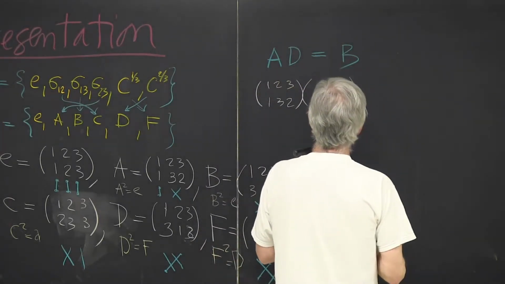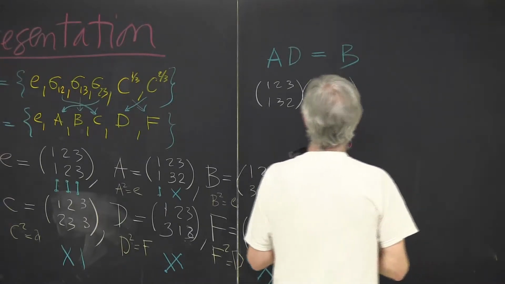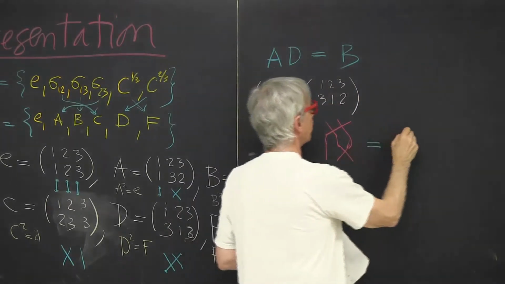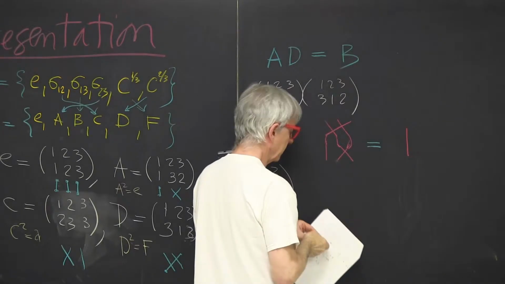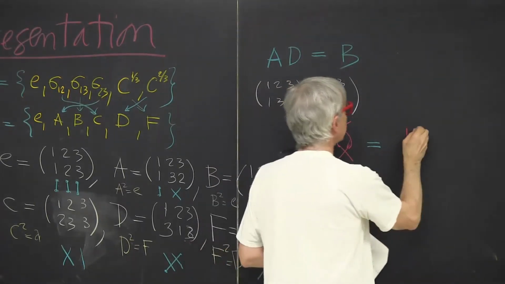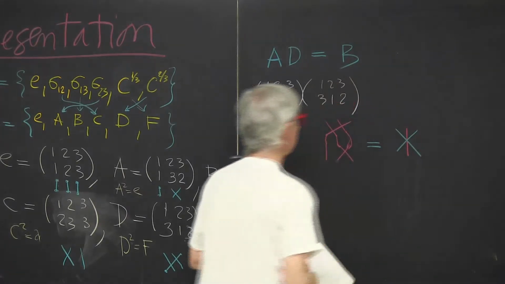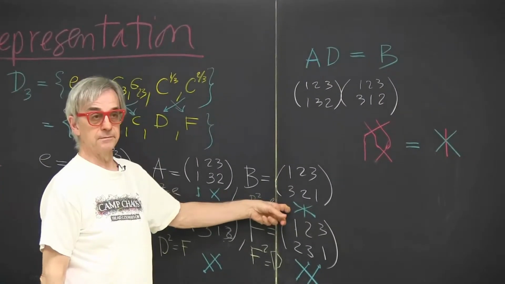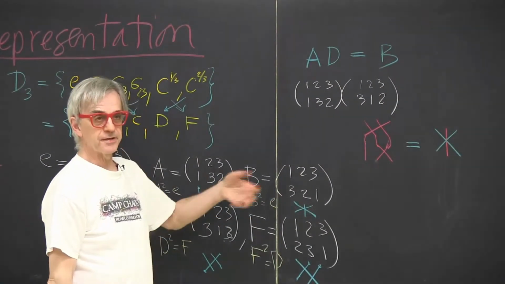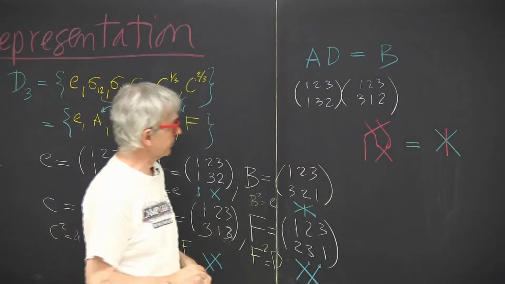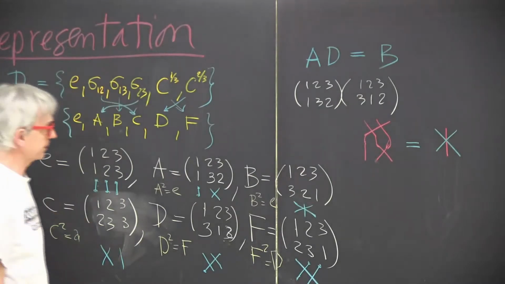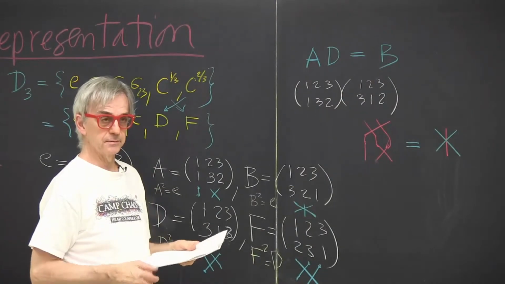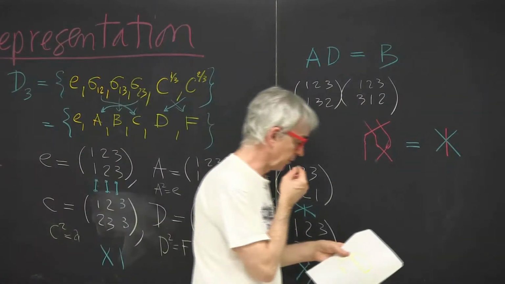And I look at the result. And I find that this element stays where it used to be, but this one and this one get exchanged. I look at my table, and that's actually element B. So this is a simple permutation representation of the symmetry operations. So this enables you now to fill out the multiplication table of all possible forms.